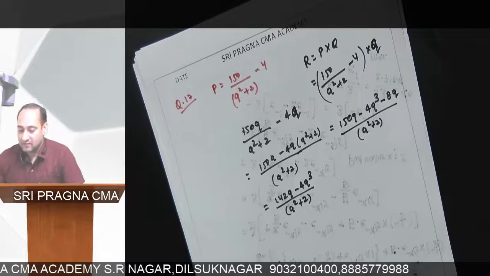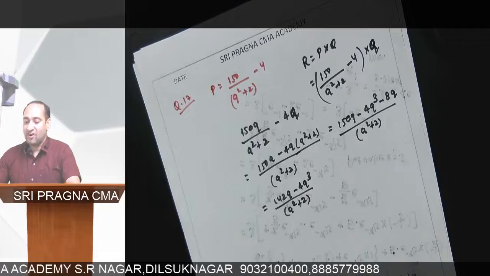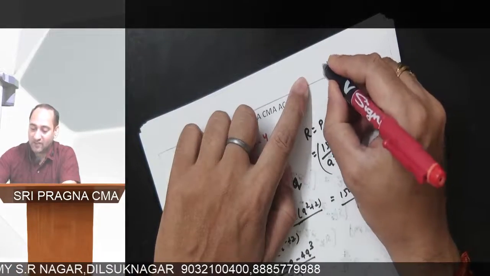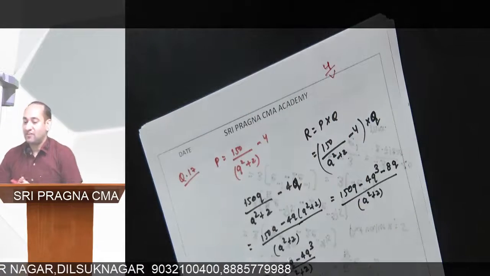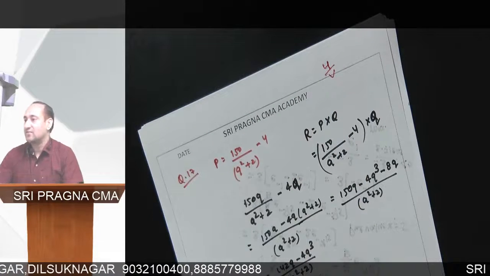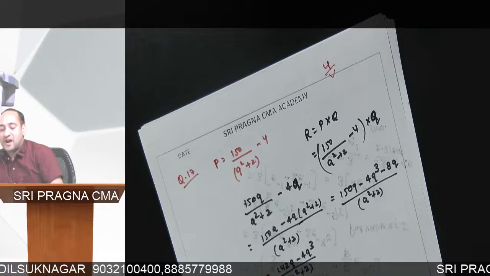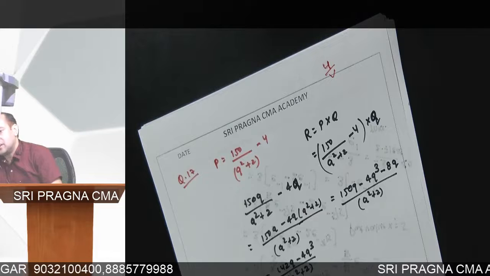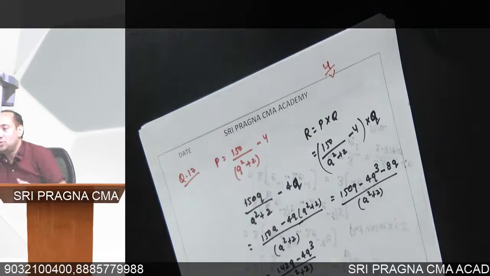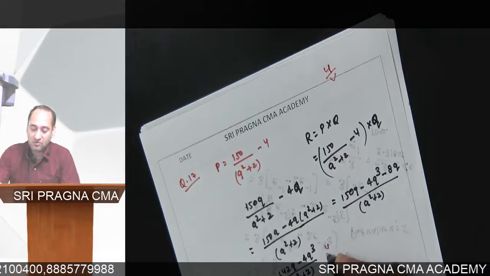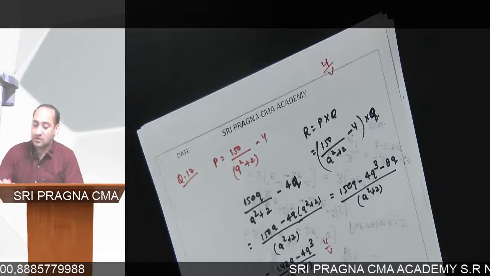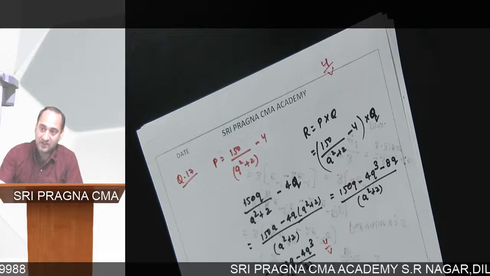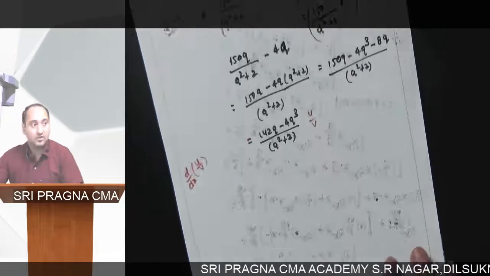Now how to solve this? This is in the form of u by v, because in the numerator part you have one variable expression, and in the denominator part you also have a different expression. So this is in the form of u by v. Now how to solve this? If differentiation is given, d by dx of u by v form.